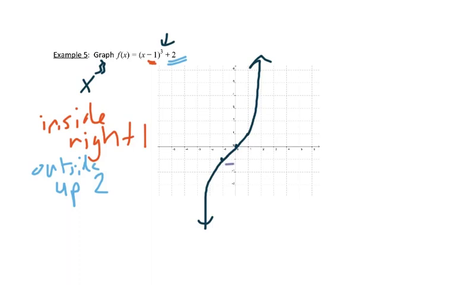So we'll go right 1, up 2, ends up there. Right 1, up 2, ends up here. Right 1, up 2, ends up here. And we'll draw our curve through those 3 dots. And that purple graph is our final answer.